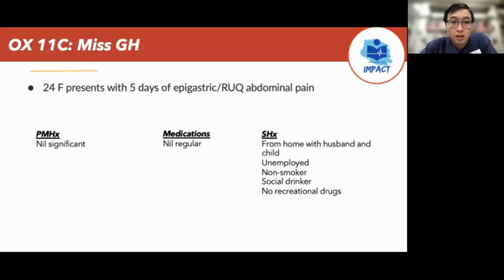So the first patient that we're going to see on our lightning fast surgical ward round is Miss GH, a 24-year-old female who presented with a 5-day history of epigastric / right upper quadrant abdominal pain. She has no significant medical history and is on no regular medications. She's from home with her husband and child, is a non-smoker, social drinker, and denies using any recreational drugs.